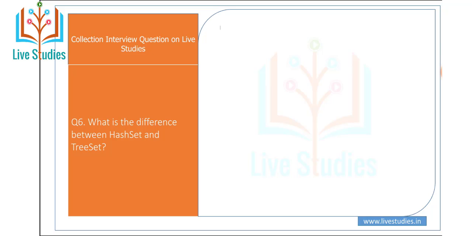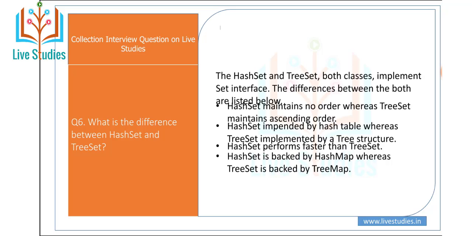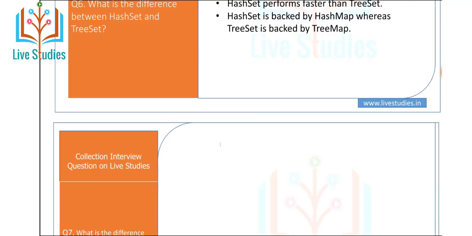Another difference is HashSet is implemented by a hash table, whereas the TreeSet is implemented by a tree structure. HashSet performs faster than TreeSet. HashSet is backed by HashMap, but TreeSet is backed by TreeMap. Okay. Move to another question.